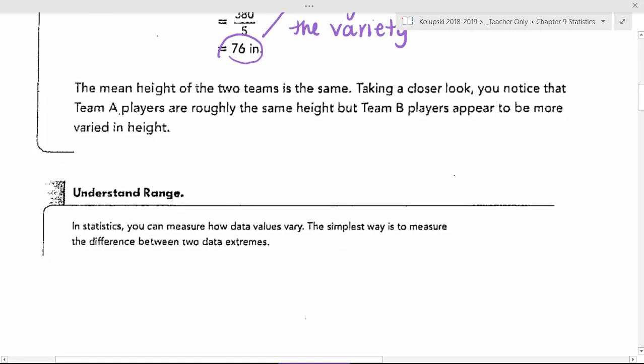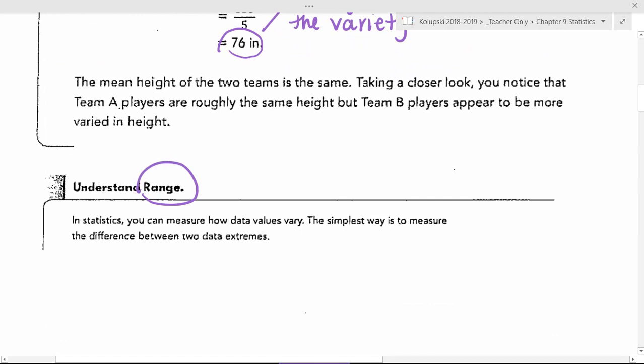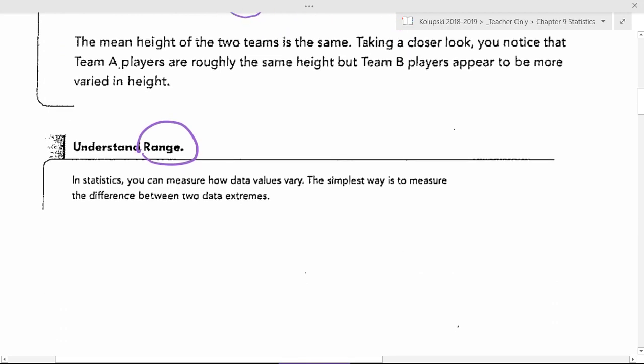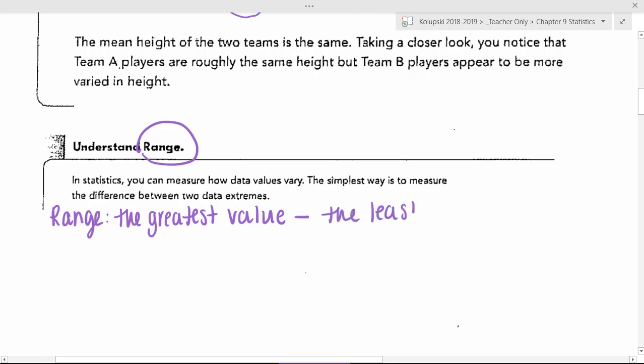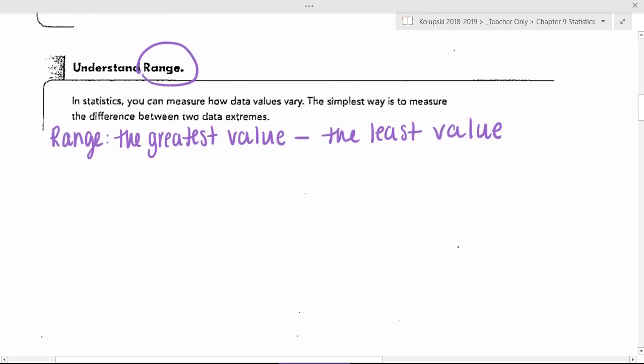So another type is the range. Maybe that will tell us some more information. To find the range, we take the greatest value and we subtract the least value or the smallest value. So let's do this for both teams. So I have Team A and Team B. So I need to figure out the tallest player and subtract the shortest player.